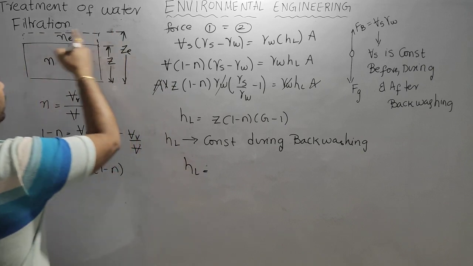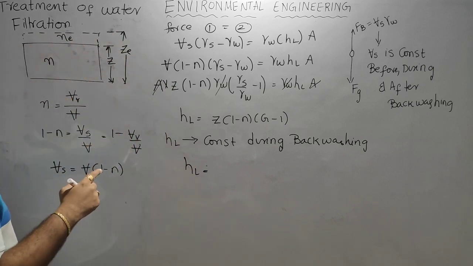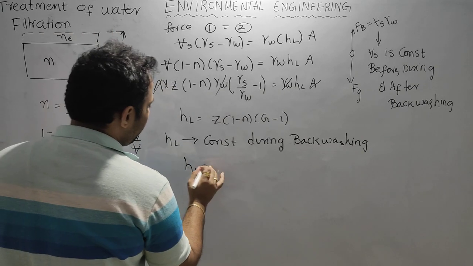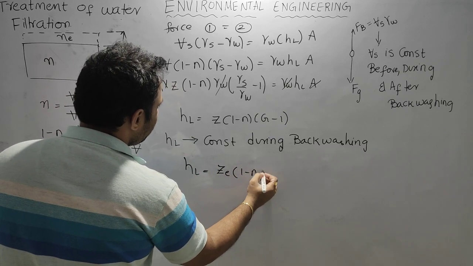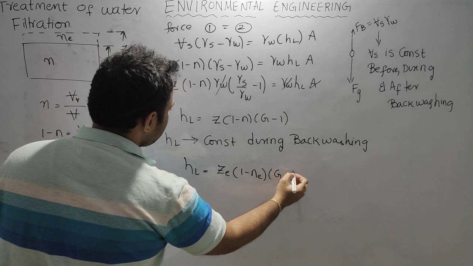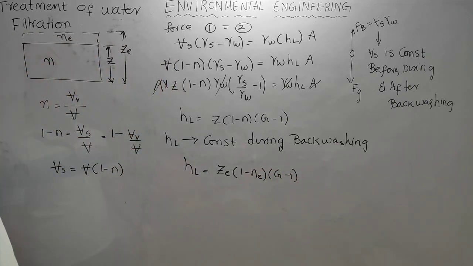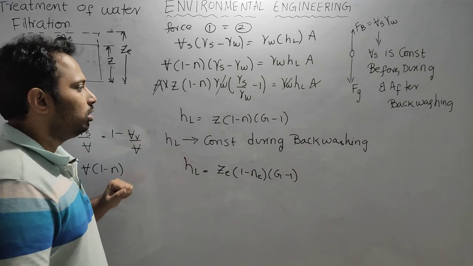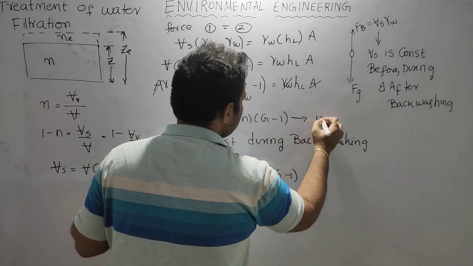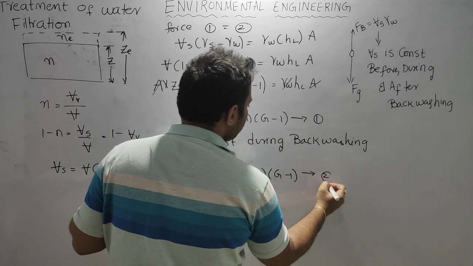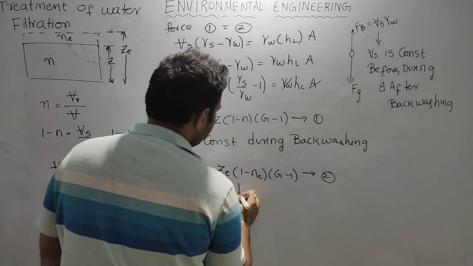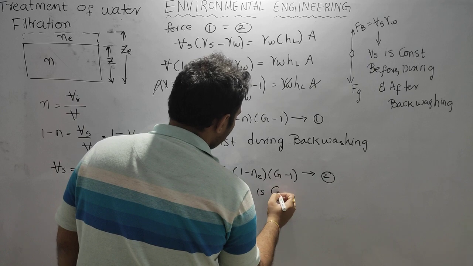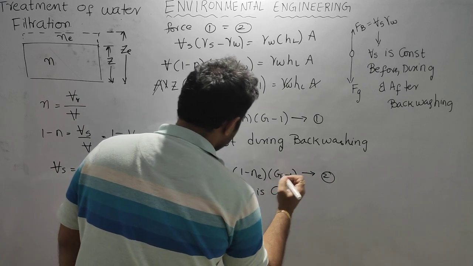Now for the second case, with expanded thickness and expanded bed porosity, it is Ze into (1 minus Ne) into (Z minus 1). Z is a constant value, that is, the specific gravity of the particle will not change. So as HL is constant now, if this is 1 and this is 2, we can equate 1 and 2. So 1 is equal to 2 as head loss is constant during the backwashing process.